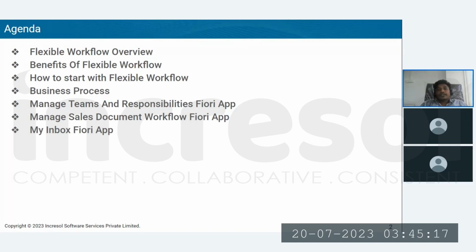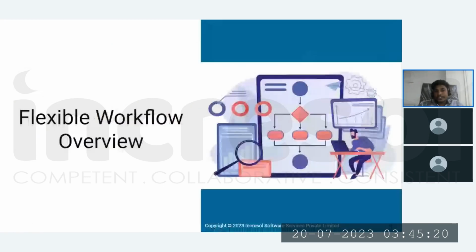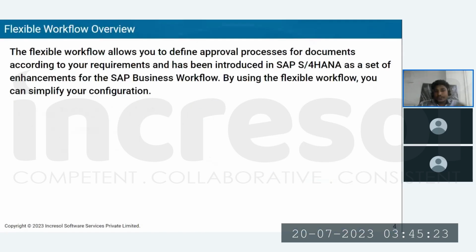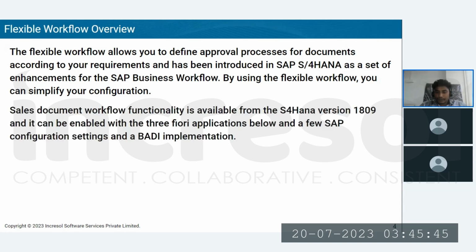The flexible workflow allows you to define an approval process for documents according to your requirements. It has been introduced in the S4HANA system, using the existing business workflow functionality with some enhancements. By using flexible workflow, you can simplify your configuration. The sales document workflow functionality is available from 1809. Flexible workflow was available in earlier versions too, but for sales document workflow only from version 1809.